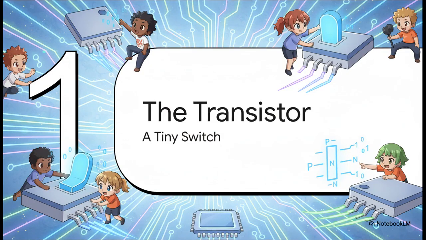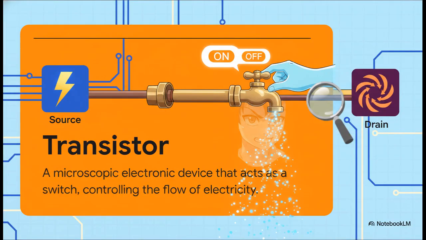Okay, so what is this tiny switch? This fundamental building block is called the transistor. And look, it's no exaggeration to say this little thing is probably one of the most important inventions in all of human history. The best way to think about a transistor is just picture a water faucet. Seriously, you've got the source, which is like the main pipe where the water comes from. You've got the drain, where the water wants to go. And then, the most important part, the gate. That's the handle, the knob you turn to let the water flow or to stop it completely.